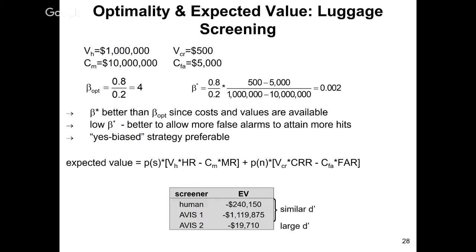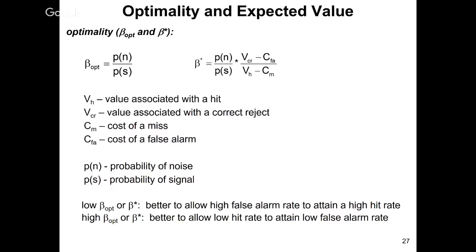So if we look at beta by itself with just the probability of signal versus noise, we get 4. When we include this sort of cost-benefit analysis, we get 0.002. So it's much smaller. And the rule of thumb here is, if you have a low beta, then it's better to have a lot of false alarms so that you can make sure you don't miss. So that's basically what it's saying.